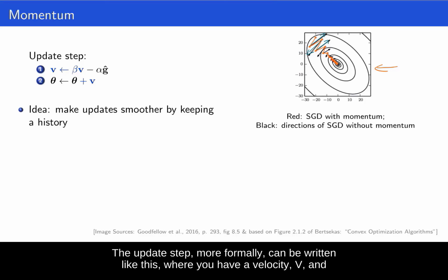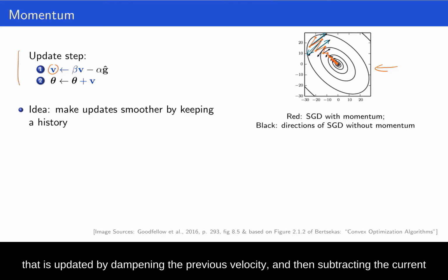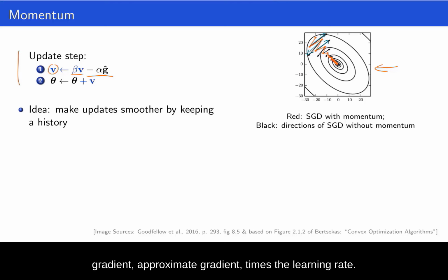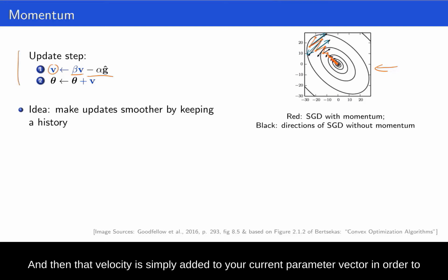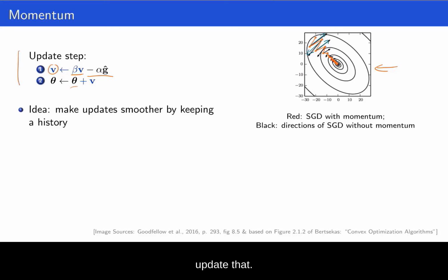The update step more formally can be written like this, where you have a velocity v, and that is updated by dampening the previous velocity and then subtracting the current approximate gradient times the learning rate. And then that velocity is simply added to your current parameter vector in order to update it.